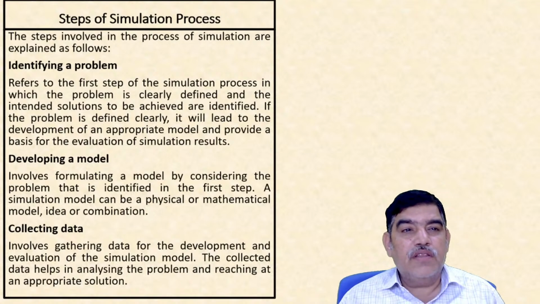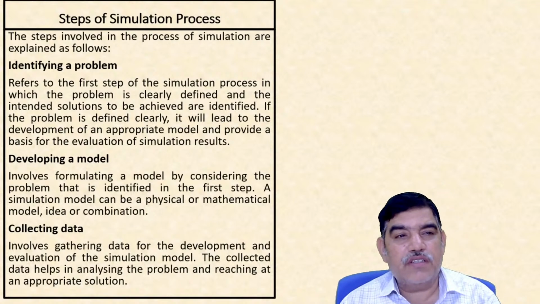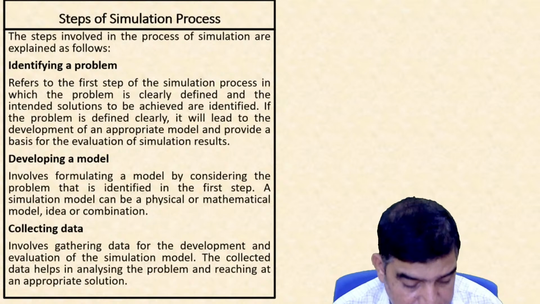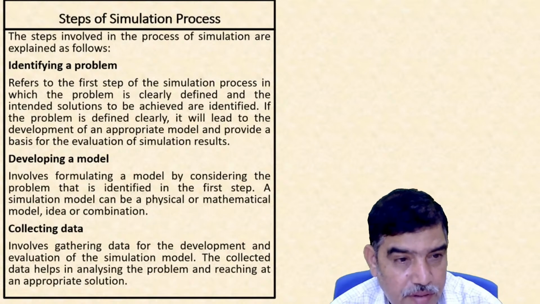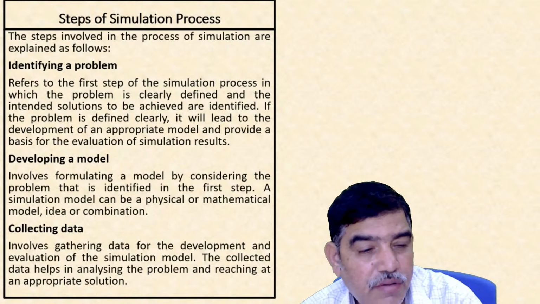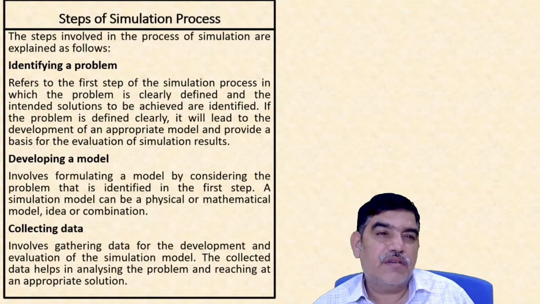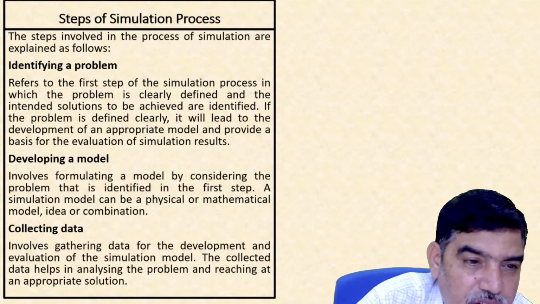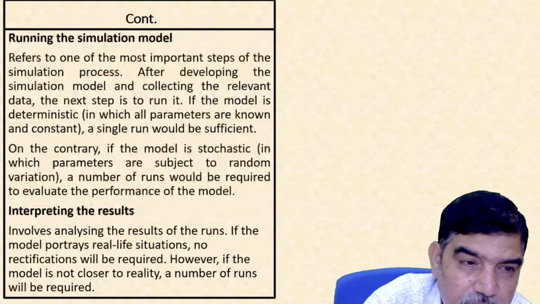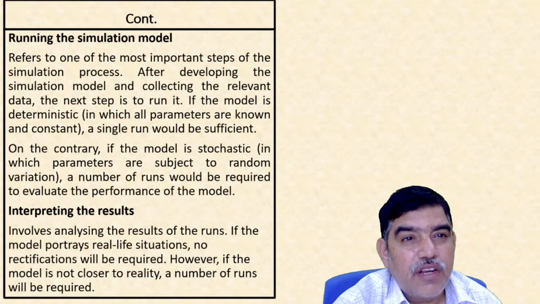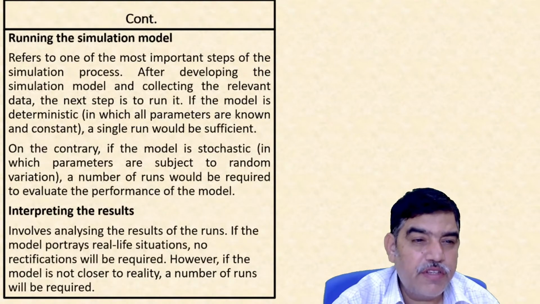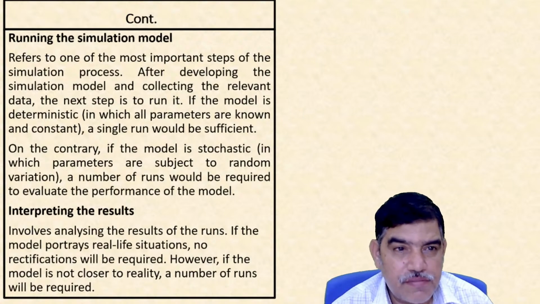Then the steps involved in the process of simulation are explained as below. Identifying a problem. The first is to identify the problem to be solved by the simulation process. The second one is developing a model. The third one is collecting data. The fourth one is running the simulation model. Then fifth is interpreting the results.